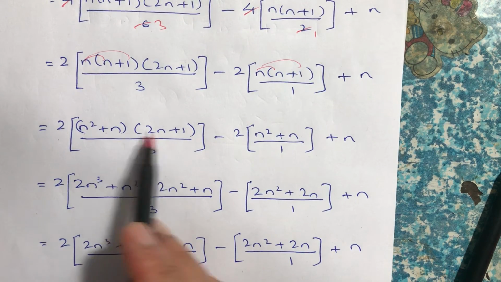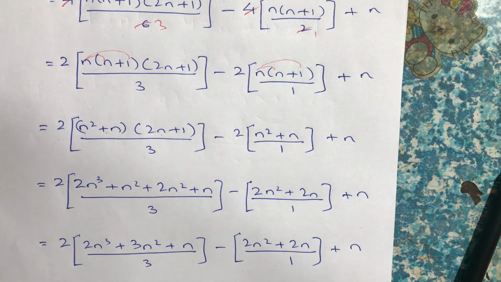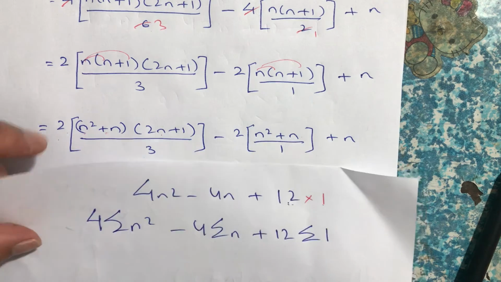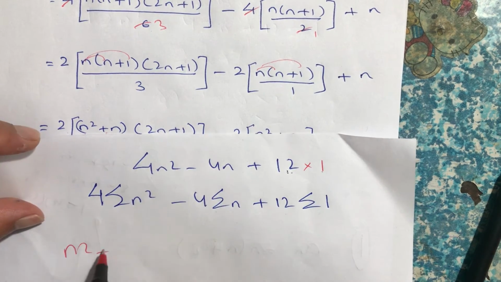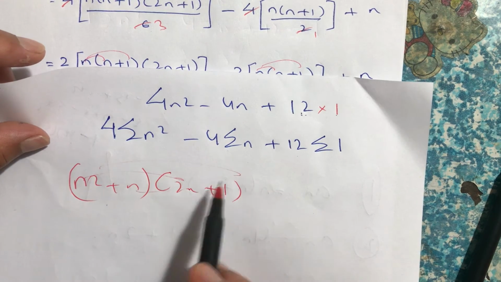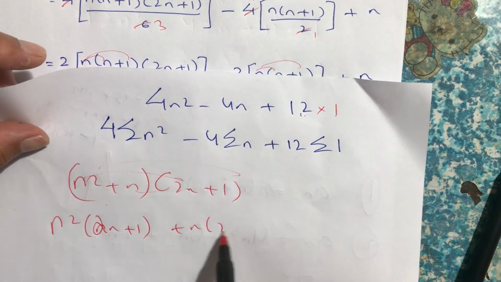Now again when I multiply these two, you can do it in rough. This n squared plus n times 2n plus 1, I think everyone knows how to solve it. But if you want, it's this into this, this into this, this into this, or you can write n squared into 2n plus 1 plus n into 2n plus 1.